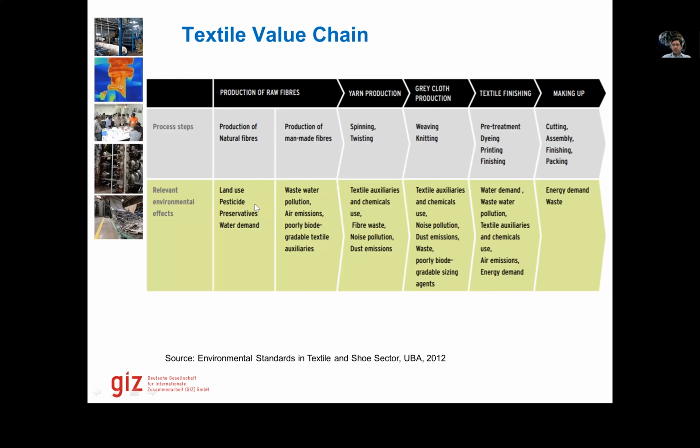The color is obviously not green, but we just tend to put this word green with all the things that we think are sustainable. And then making up, or the garment making process, where we have cutting, assembly, finishing. In the finishing area, we might have high water demand if we have denim finishing, for example, and then we have packing. So this is a general textile value chain, but now we will discuss them one by one.